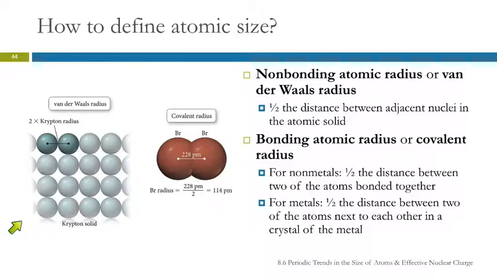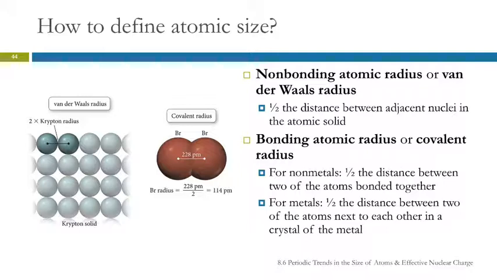One way is to look at, here we have krypton solid. So we've just got a solid of atoms, and we can measure the distance between two adjacent nuclei. So the distance between this nucleus and that nucleus. And we can assume that those atoms are probably touching each other. And so we could say, well, that distance is twice the radius of one atom. That's known as the van der Waals radius. It's a non-bonding atomic radius. These guys aren't bonding, they're just a solid.